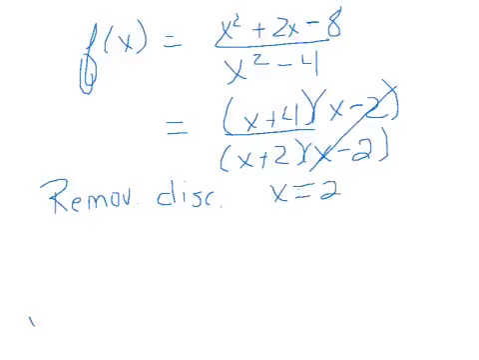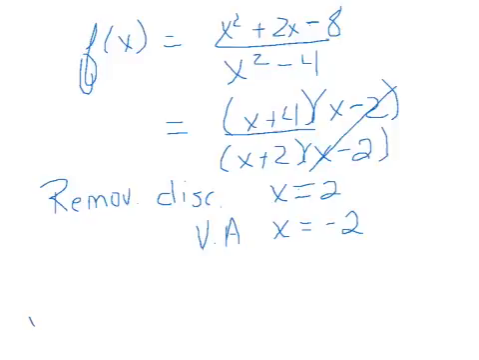Where do I have a vertical asymptote? I probably won't take off this time, but you need to begin to do that. Where do I have a vertical asymptote? At x equals negative 2. That is my vertical asymptote.